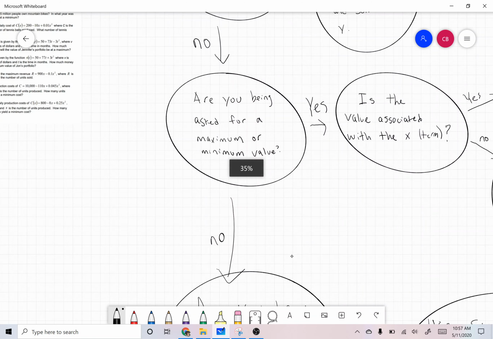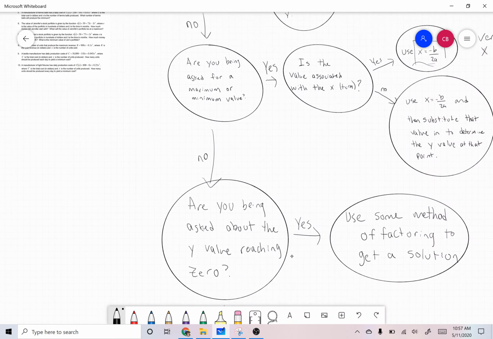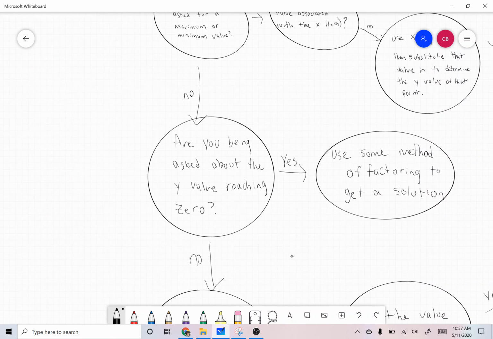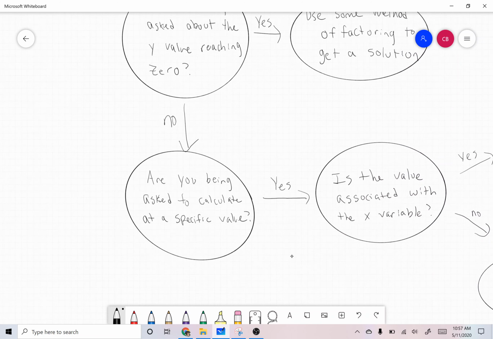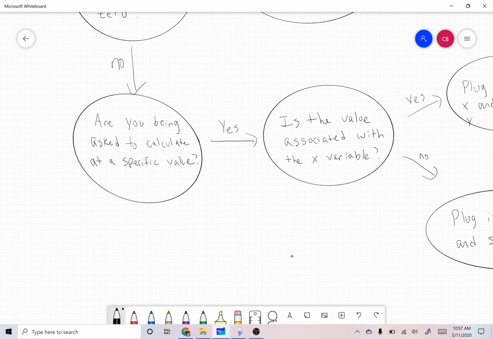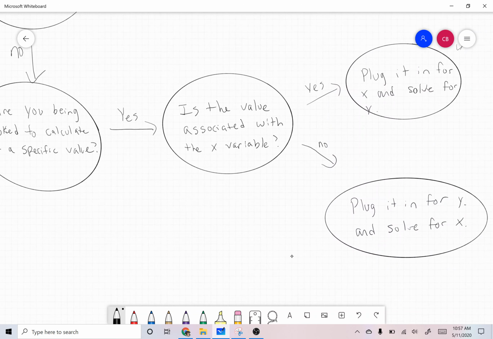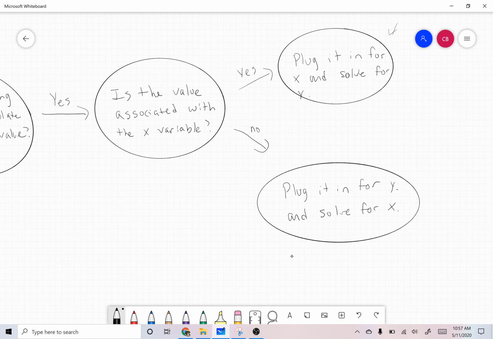So once again, if we followed the flow chart, are you being asked for an initial value? No. Are you being asked for a minimum? No. Are you being asked about the y value reaching 0? The answer is no again, because we are given y is 200. Are you being asked to calculate a specific value? Yes. Is the value associated with the x variable? No, it's the y value, and then you plug it in for y, and then you solve for x. That would end up being like a factoring problem.